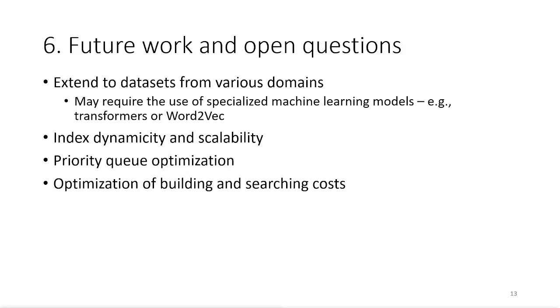Next, we want to target index scalability, so the ability to index truly large datasets and dynamicity, so support for insert and delete operations. We want to be able to improve the priority queue as well, because so far we've only used the naive approach there. And finally, we plan to take a look at optimization of building and searching costs of LMI.